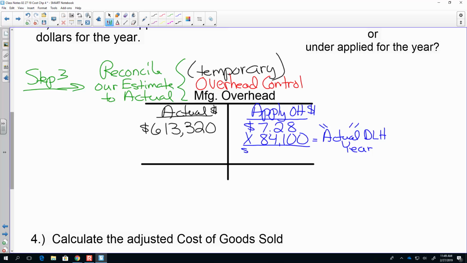All right? In dollars, how much is this? 612,248. Yep. Excellent. 612,248. Okay. What's my difference? This is step 3. How much, Heath? 1,072.